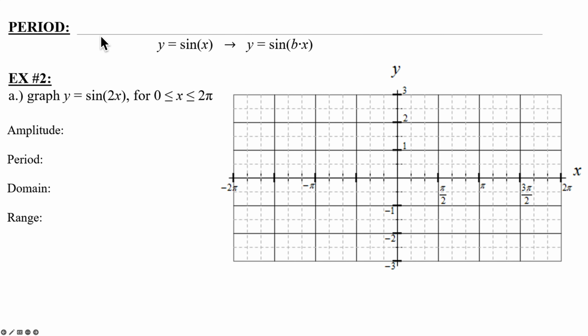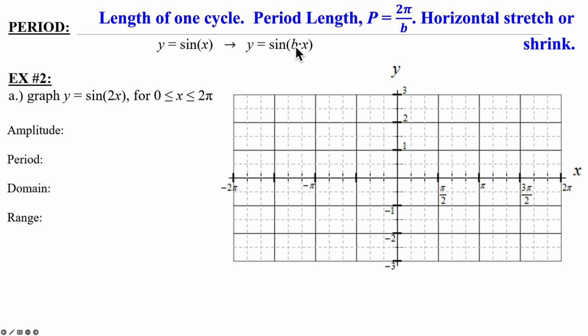Now, your period length, this is when something is multiplied to x on the inside. This is the length of one cycle. The formula for sine and cosine is capital P for the period length equals 2 pi, that's the length of your period, but now we divide by b. Remember, transformation rules, opposite effect of what's going on. So when you see a multiplication of b to your x, we got to divide by that b. This will cause a horizontal stretch or shrink.